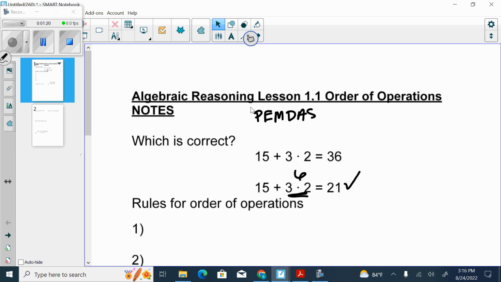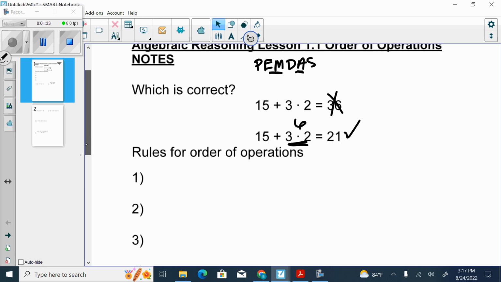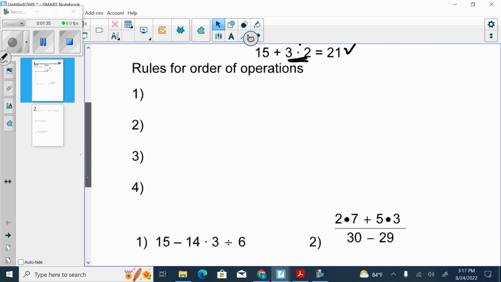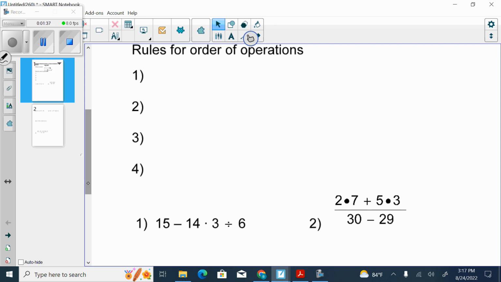Okay, so that's why this one is correct and this one is not, right? Because you want to do multiplication before addition, right? Okay, so now that we have remembered that that's what we need to follow for our order, let's fill these in. So you guys said the first letter was P, right? In PEMDAS, what does P stand for? Parentheses. Very good.